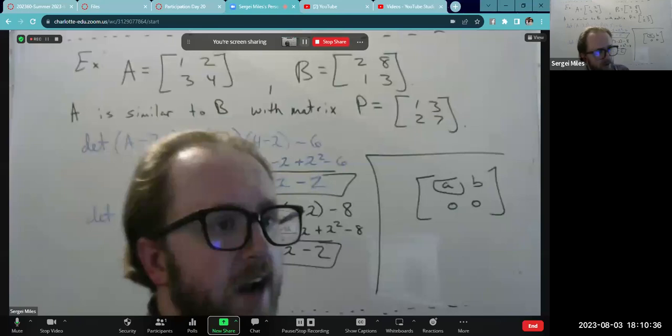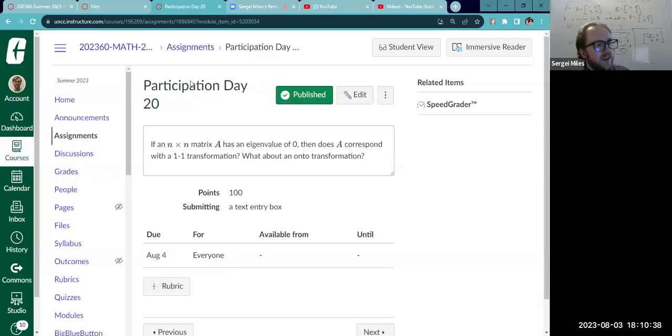Okay, so now let's go back to the question. The matrix A is linearly dependent because we have an eigenvalue of 0. So does A correspond with a one-to-one transformation? What about an onto transformation? Think back to the invertible matrix theorem. For square matrices, one-to-one and onto are equivalent to one another. But if I'm linearly dependent, that means I'm missing a pivot. I am not one-to-one, and therefore we are also not onto.